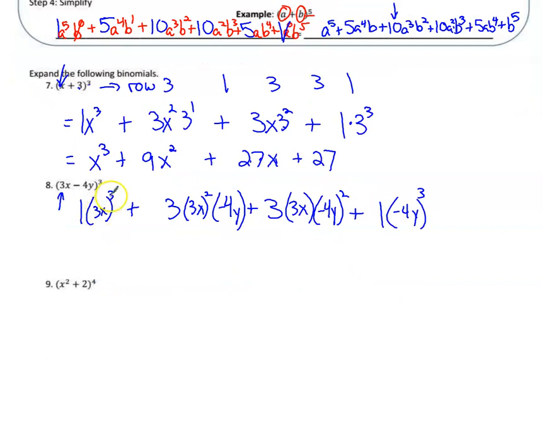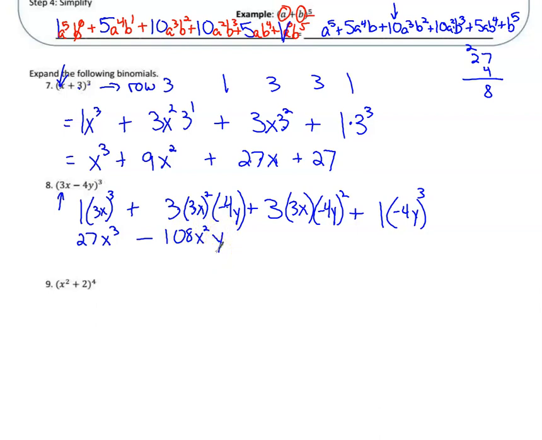So to clean this one up, 3 times 3 times 3, because both the 3 and the x are cubed, would be 27x cubed. Well, this one is 3 squared is 9 times 3 is 27 times 4. 27 times 4 is 7 times 4 is 28. Carry the 2, 108. So, and it's a negative 108x squared y.